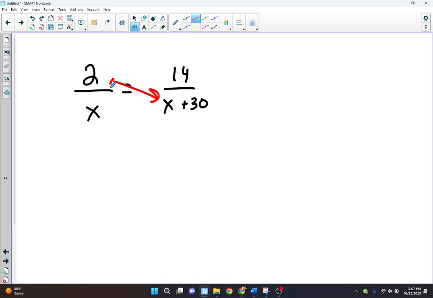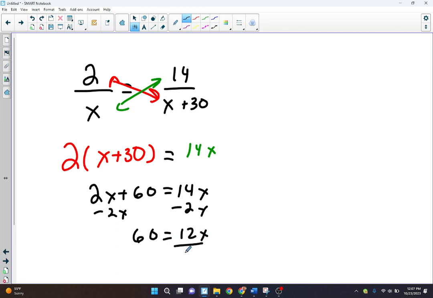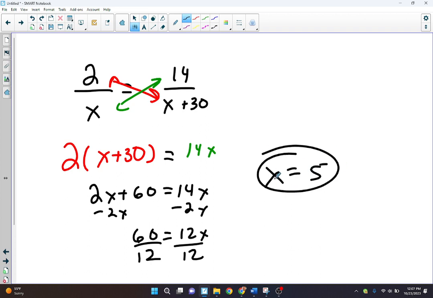So 2 times (x plus 30) is going to be 2x plus 60. 14 times x is 14x. From there it is just an algebra problem with variables on both sides. 2x plus 60 equals 14x, minus 2x, minus 2x. 60 equals 12x, divided by 12, divided by 12. x equals 5.